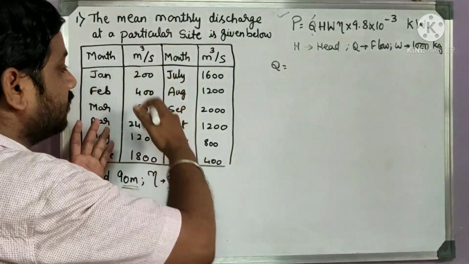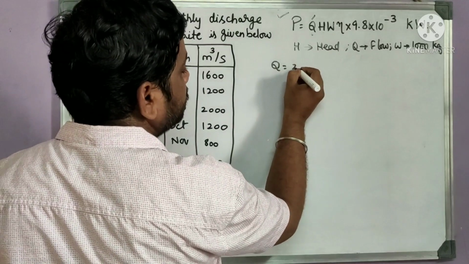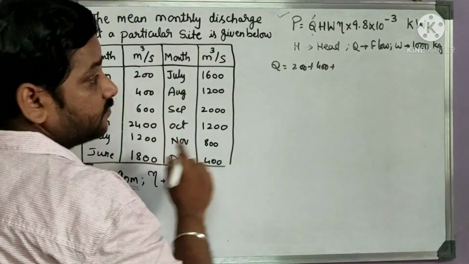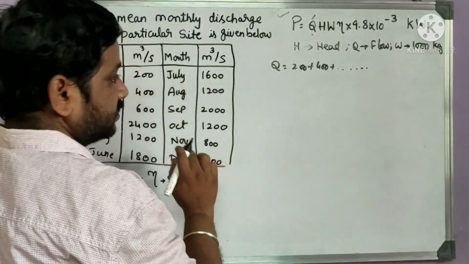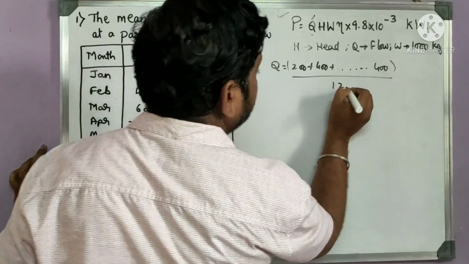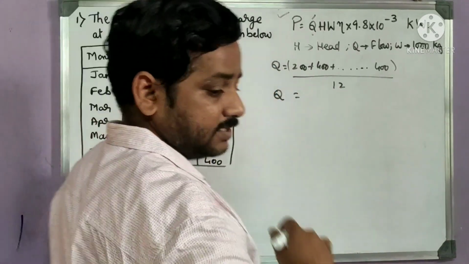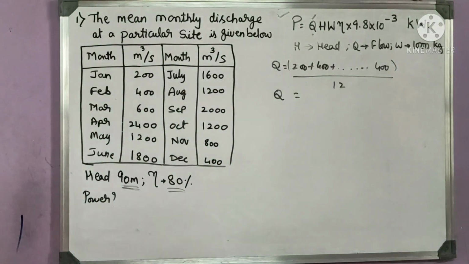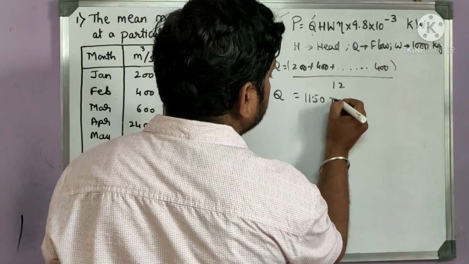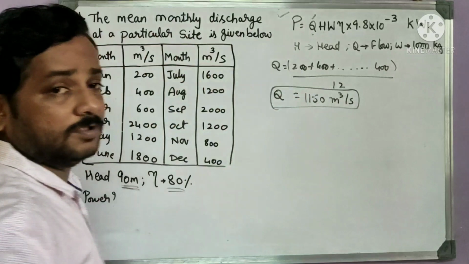So how to get the average? Add all this and divide it by the total number of months. So we can do it as 200 plus 400 plus 600 plus 2400. Write all the numbers here up to 400, and the whole divided by 12. So that will give you the average flow of water. By adding all this and dividing it by 12, we get 1150 cubic meter per second. This is the value of Q.